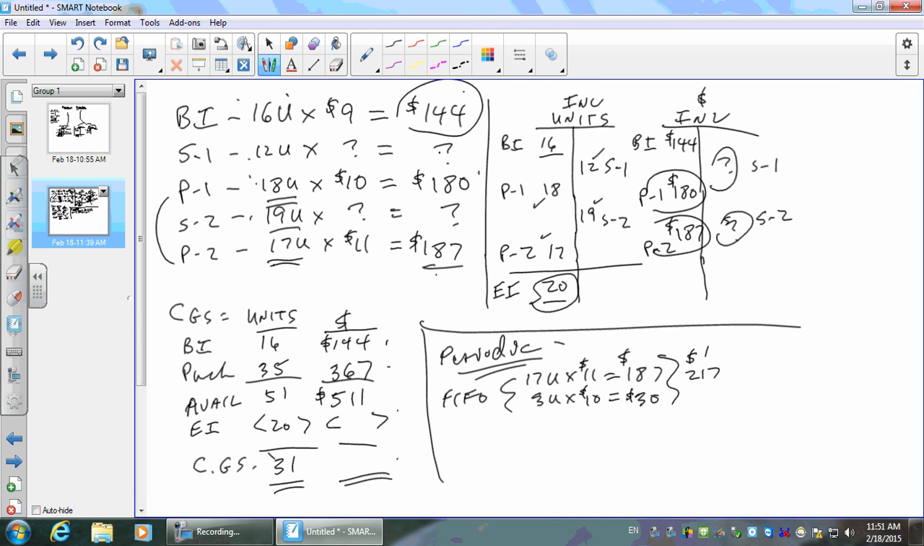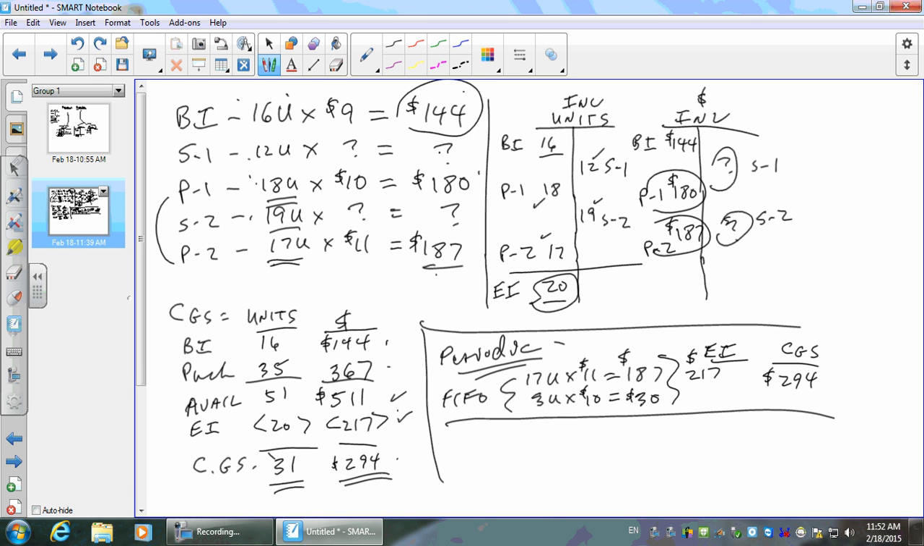217. That's my ending inventory. How much is cost of goods sold? This is unbelievably easy. 511 minus 217. Take your 217 ending inventory, subtract it from the 511 available, and what do you get? 294. So cost of goods sold is 294. Just like that. If you knew sales, you could subtract 294 from it and get gross profit, couldn't you?